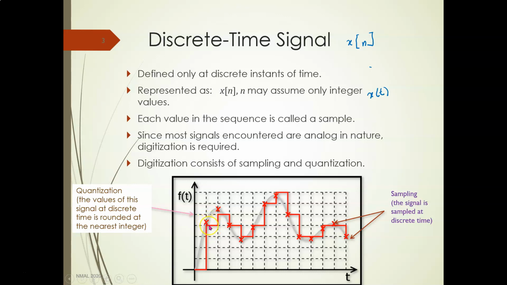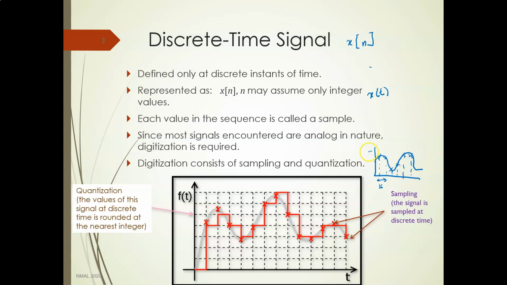Since most signals encountered are analog in nature, digitization is required, and it consists of sampling and also quantization. If you remember, previously I showed you that if we have a continuous signal, we can sample the signal at certain times. Let's say the sampling time here is 1 second. It means that every 1 second we sample the signal at that time, so we will get the value of the amplitude of that signal.